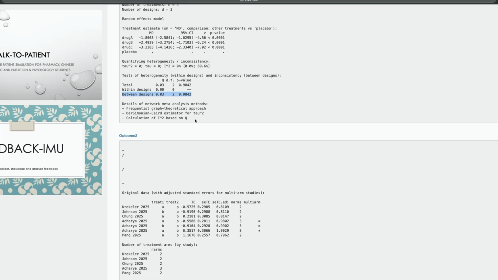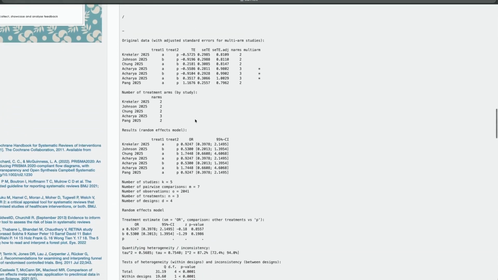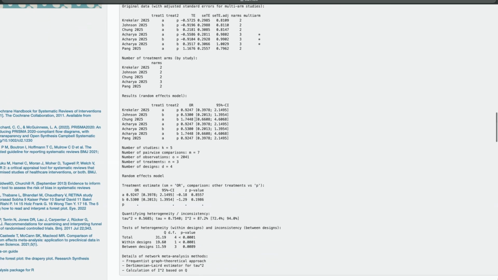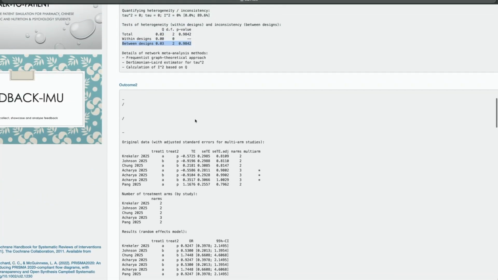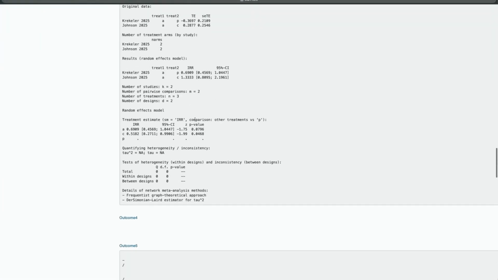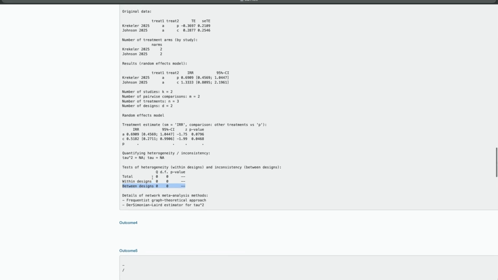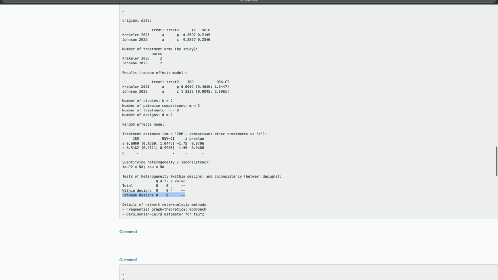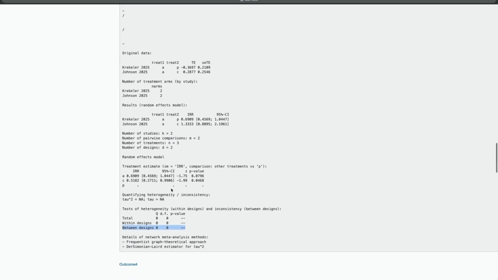If the between design heterogeneity is not shown, it could be due to one of the following reasons. Reason 1 is that you only have 2 treatments in your network. In this case, you only need to look at the within design heterogeneity. Reason 2 is that you do not have a closed loop in the network. Even if you have 3 or more treatments, inconsistency can only be calculated if there is a closed loop.